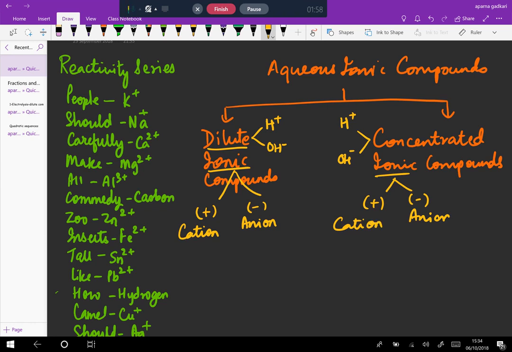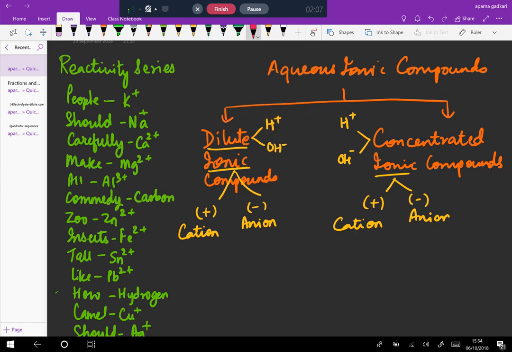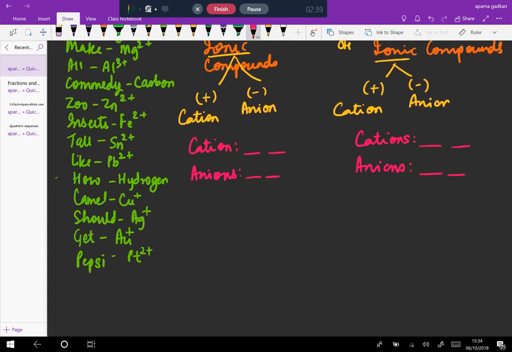So in all, if you talk about just ionic compounds, you'll have to make a list of the ions that are present. Why am I saying you'll have to make a list? A simple reason: in this case, if you have cations, there are going to be two cations. If there are anions, there are going to be two anions. Similarly, for the concentrated also, there will be two cations and two anions. That means there's going to be a competition for the ions to be liberated at the electrodes. Now, because these are aqueous ionic compounds, the rules are slightly different for anions.